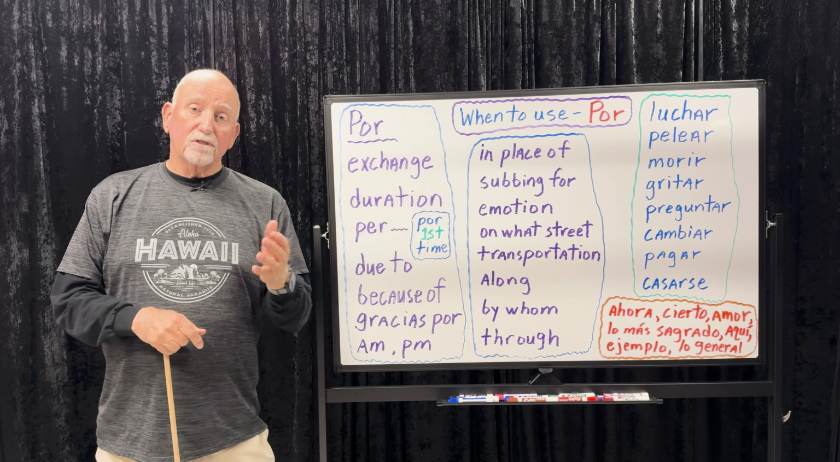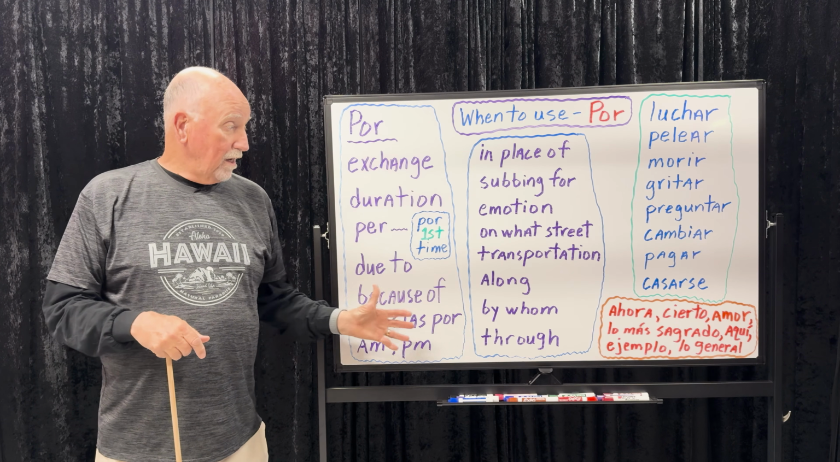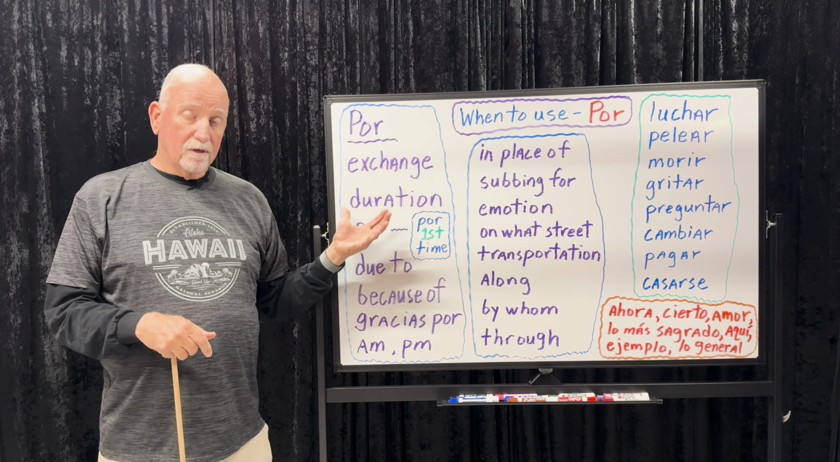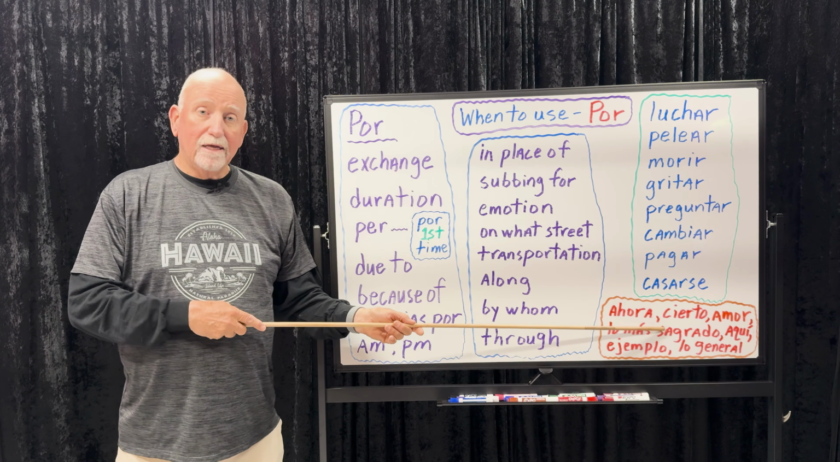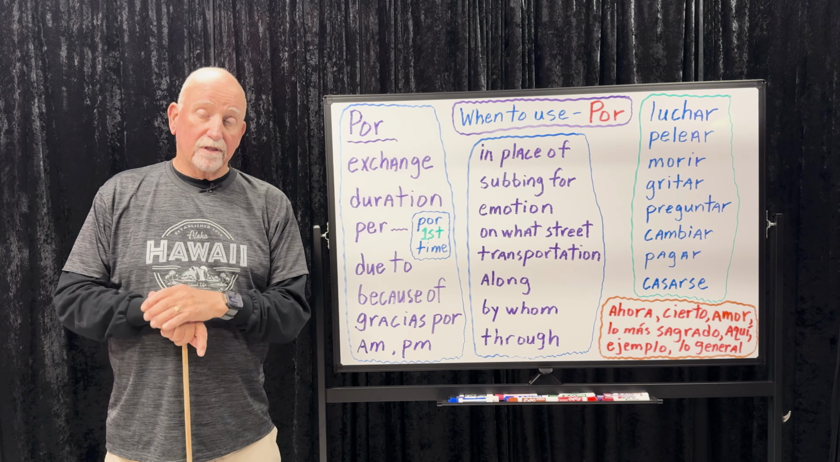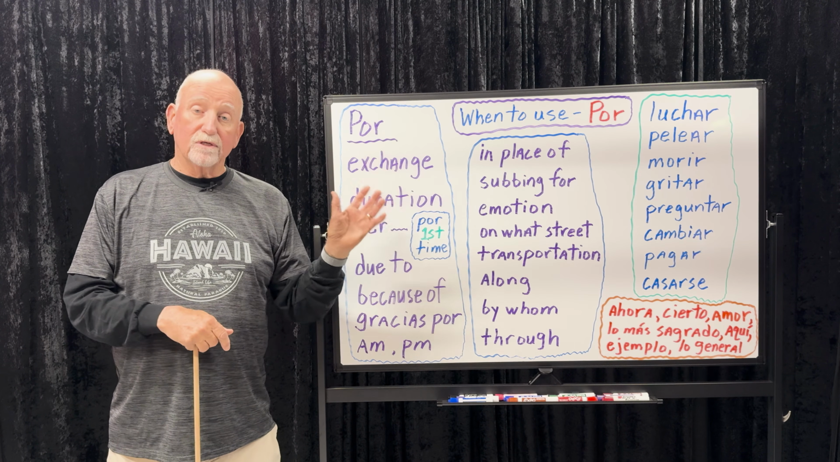Okay, this concludes our lesson on por. Now we know in what circumstances we use por, right? Special verbs that go with por. And of course, many, many other expressions that have por in front of them. And again, when we get to para, you'll see that the list is greatly reduced.